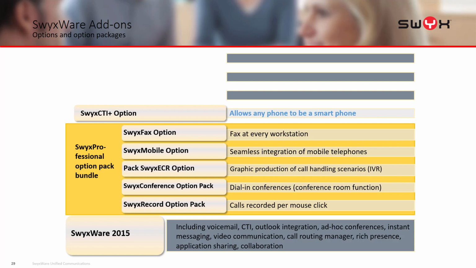If you don't want to use the system phones from Swyx and you have a preference for another vendor's phones, as long as they're SIP, plug them in and then use the screen to control those via the CTI Plus licenses. It's not an option pack. You only need to buy it for those that are using it.